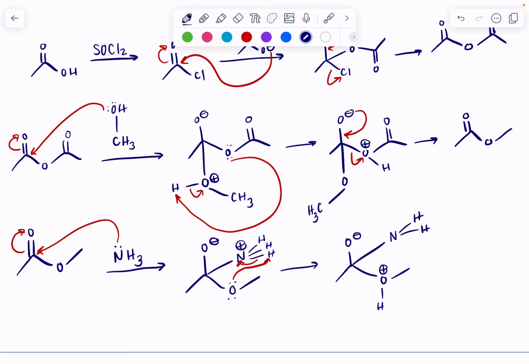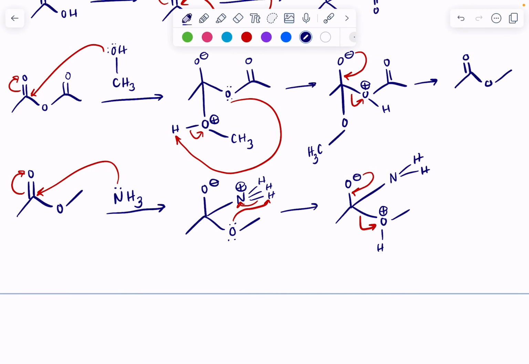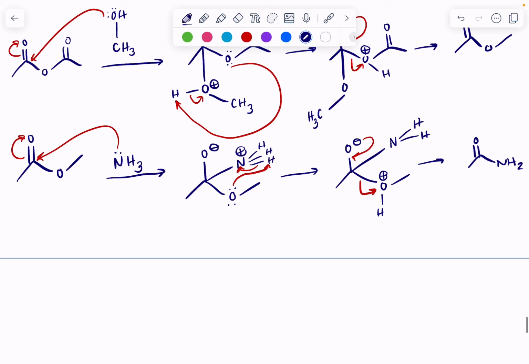That's good. It's neutral. And so now we can pull our electrons back into our bond and kick off the oxygen species, sort of like an alcohol species, right? And what does that give us? That gives us O double bonded to carbon. And now instead of that OH, that ester group, we now have NH2. That's good. Can we take that NH2, that amide, to a carboxylic acid?